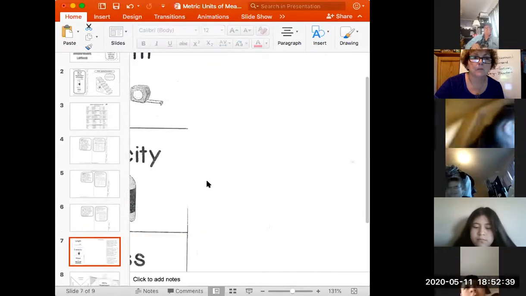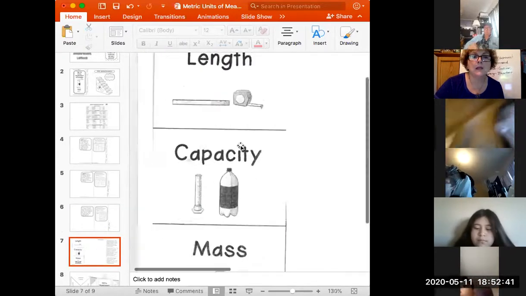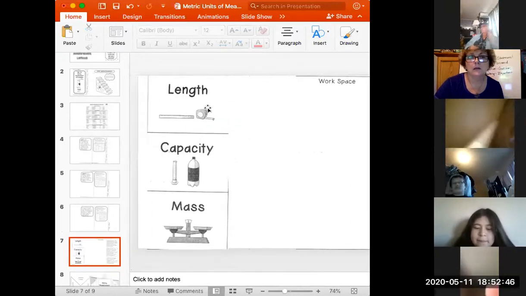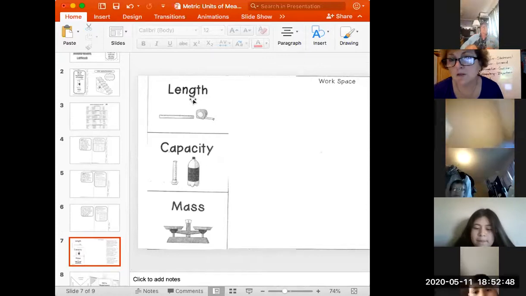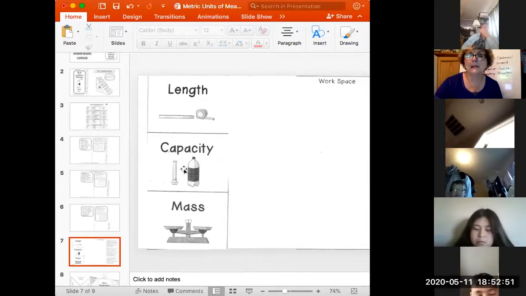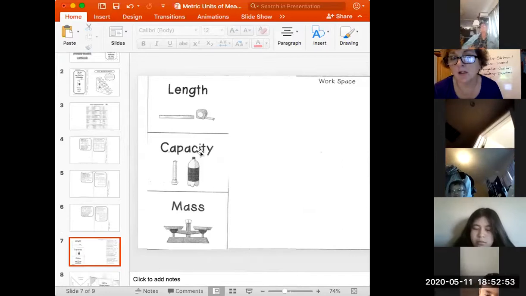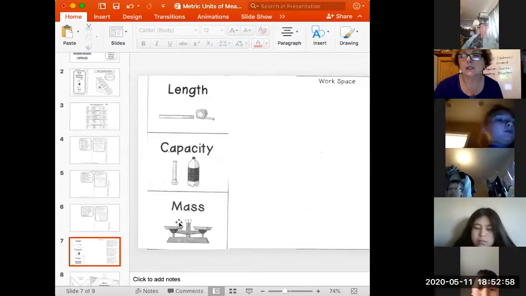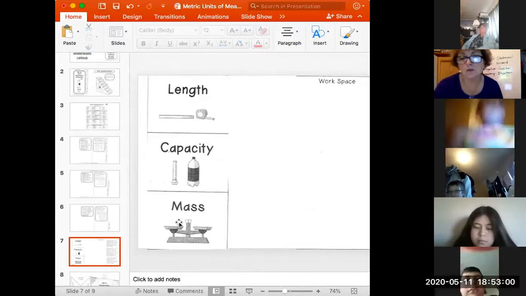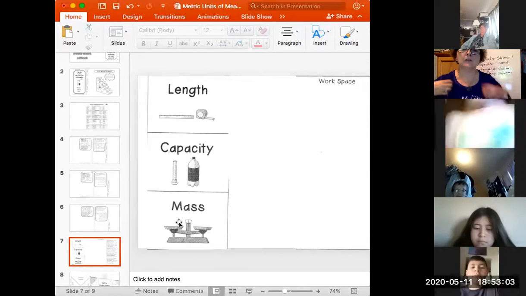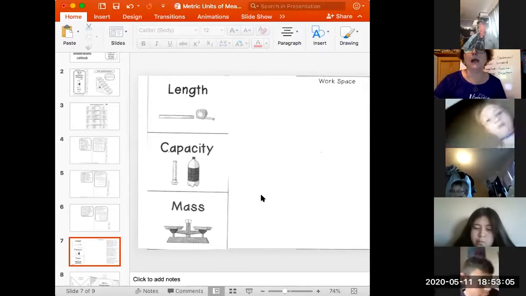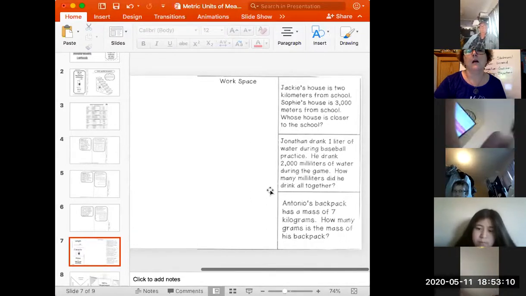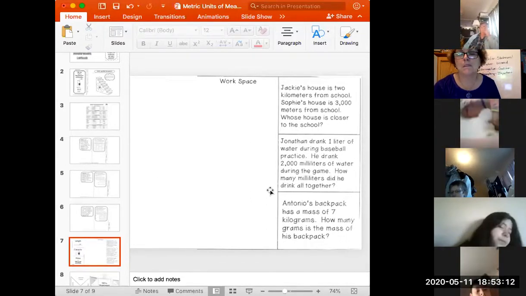Okay. All right. So the 3 things that we've been learning about here are length, which is meters, capacity, which is liquid volume, and mass, which is the weight of something. Those are the 3 things. Now, keeping that in mind, you're going to need a piece of paper right now because you're going to answer these questions. We got a couple of word problems over here. All right, can everybody see those word problems?